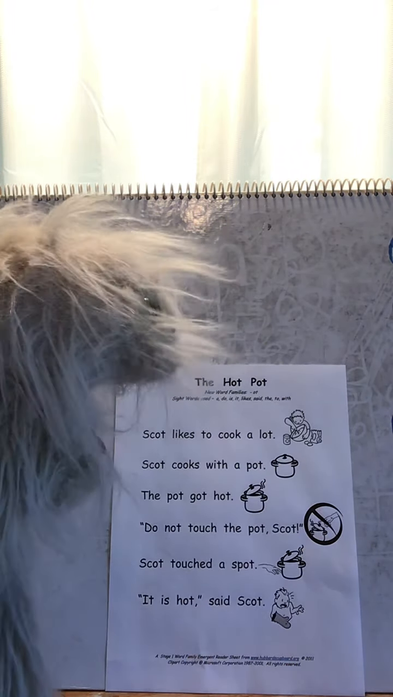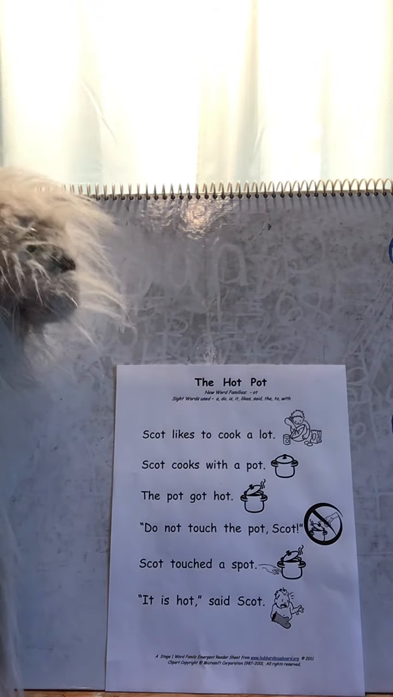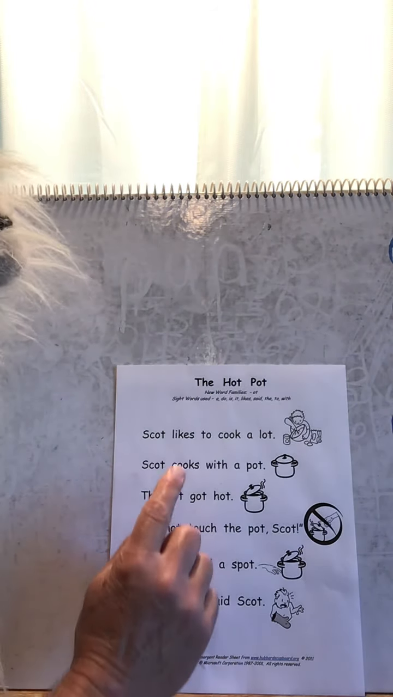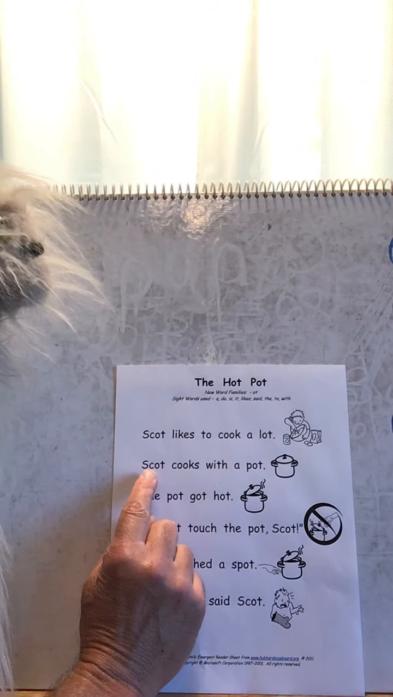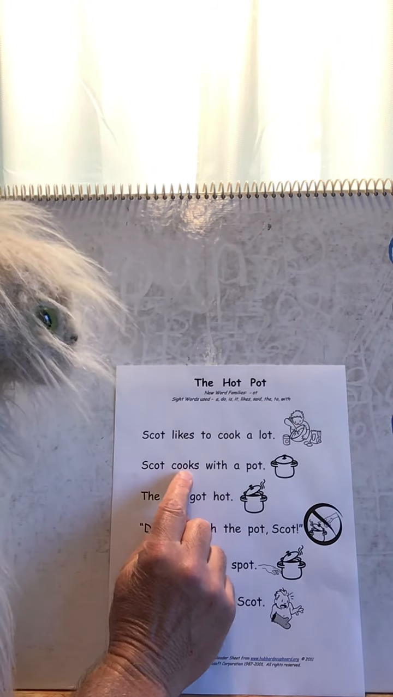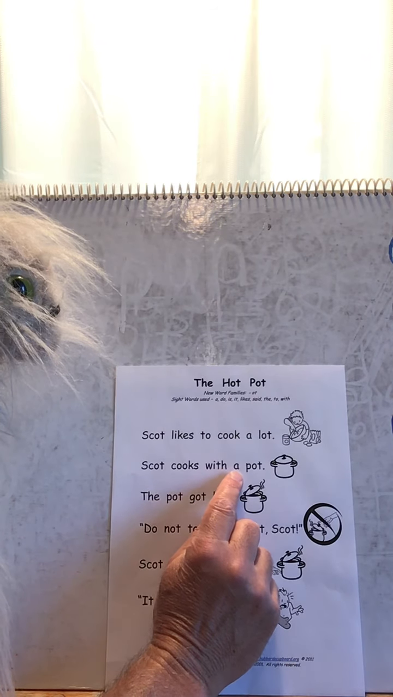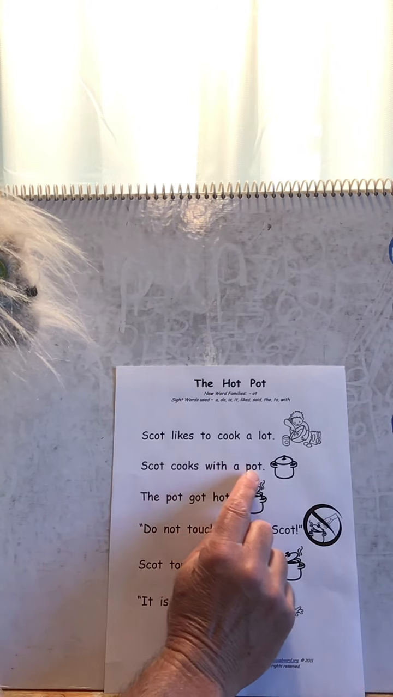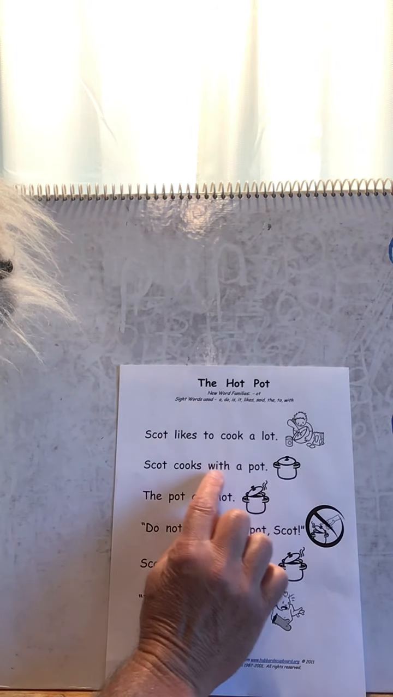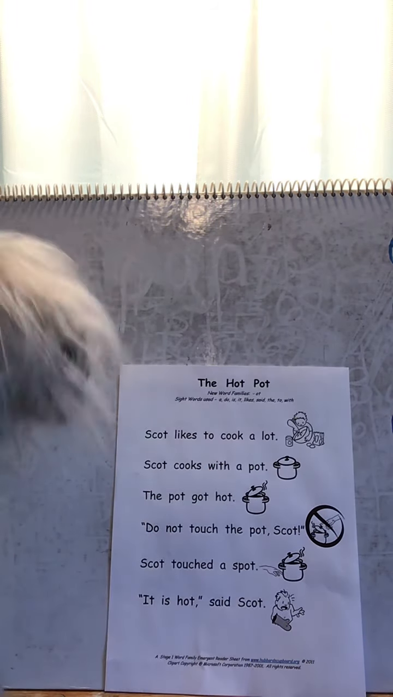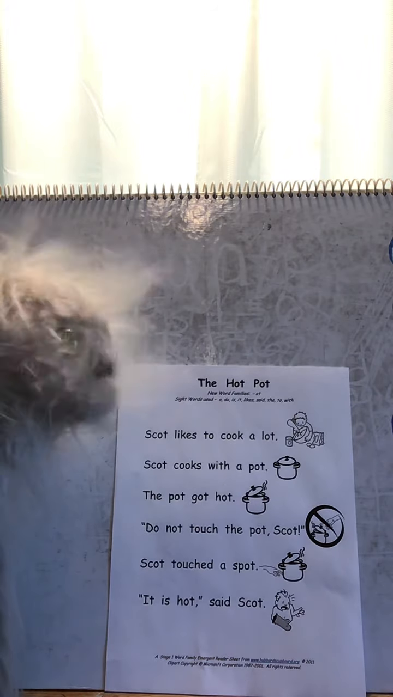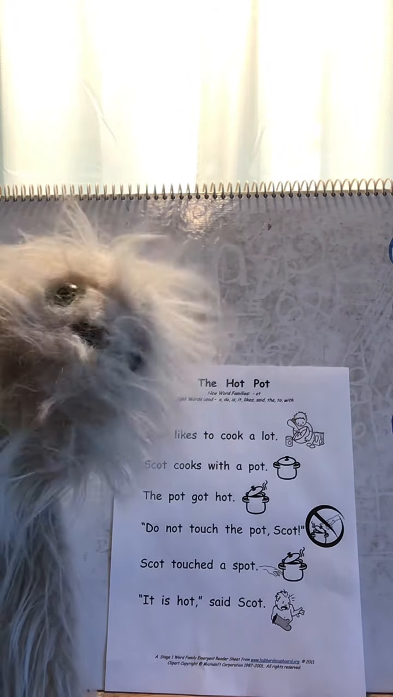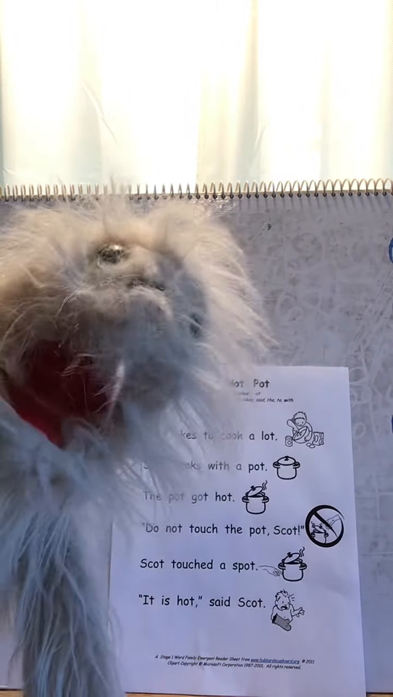Okay, now, what is that a picture of there, Critter? That's a big pot. Ooh, yep, I know that word is going to be in this sentence then. Let's see. There it is. Scott cooks with a pot. I see some of our sight words in there too. Okay, keep reading. I want to know what happens with this pot and that kid Scott.